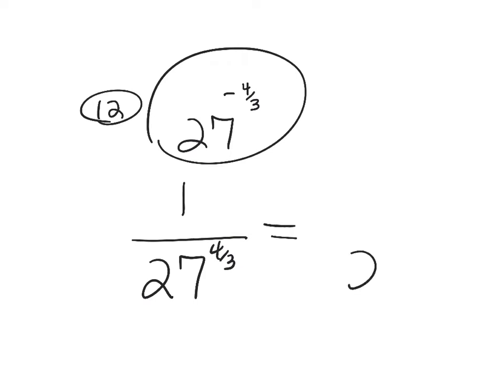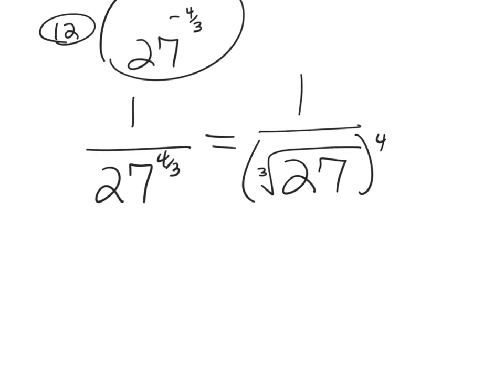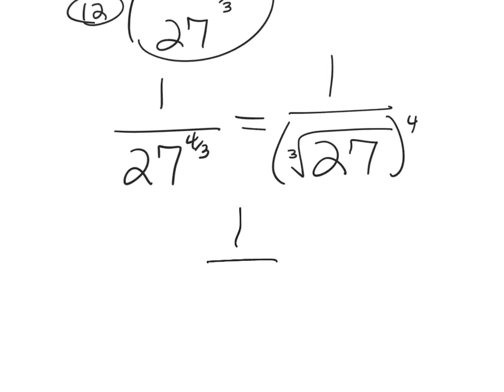Now, I'm going to do the cube root of 27 and then raise the answer to the 4th power. So the cube root of 27 is 3, and then I take 3 to the 4th power, and I get 81. Because 3 times 3 is 9, times 3 is 27, times 3 is 81. Next one.